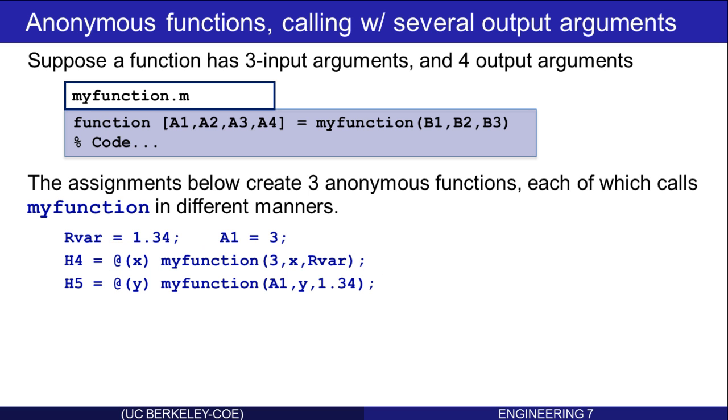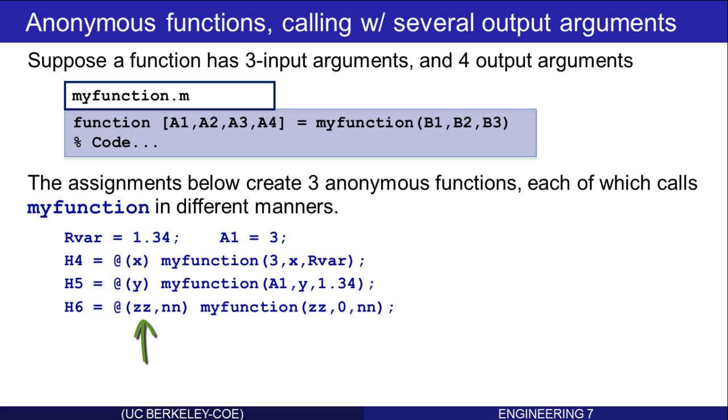Another anonymous function, also of 1 input argument, is defined similarly. In fact, because the value of a1 at the time of its creation is 3, and the value of rvar at the time of the creation of the anonymous function above was 1.34, the behavior of h5 and h4 are exactly the same. Lastly, h6 is a handle to an anonymous function with 2 input arguments.